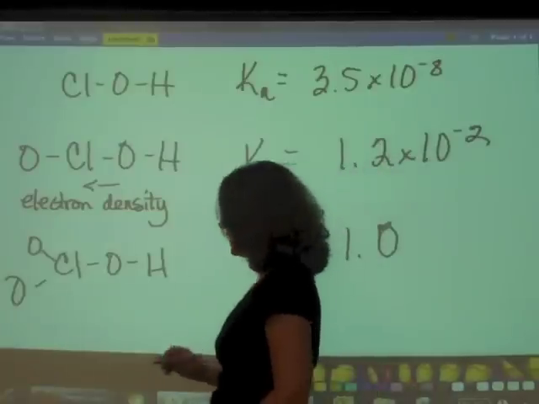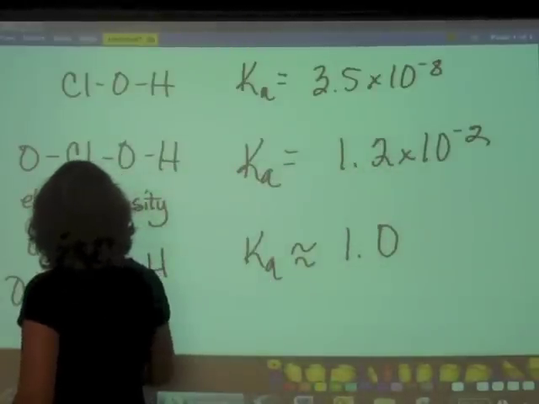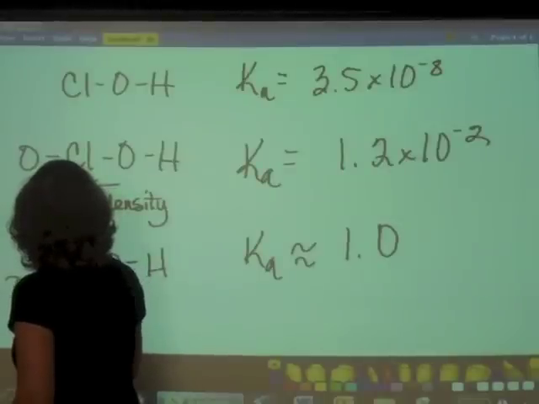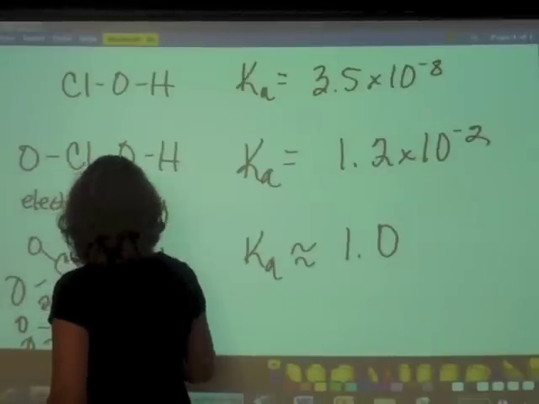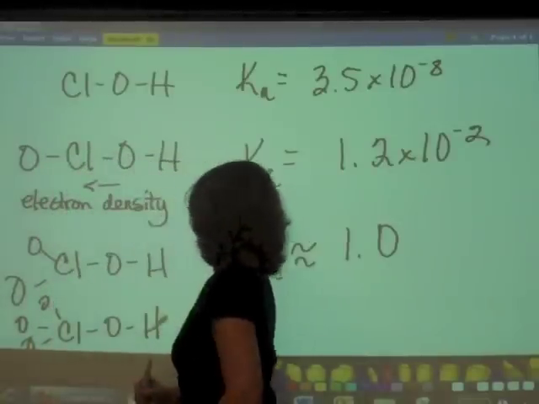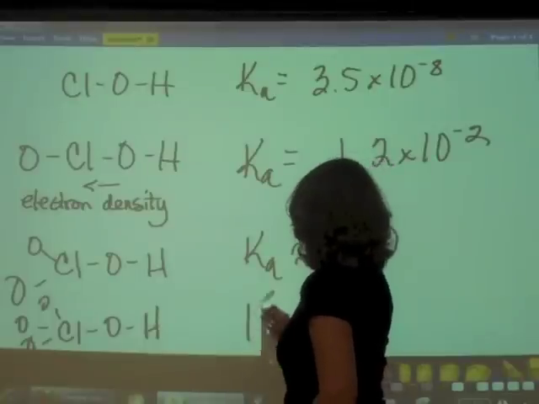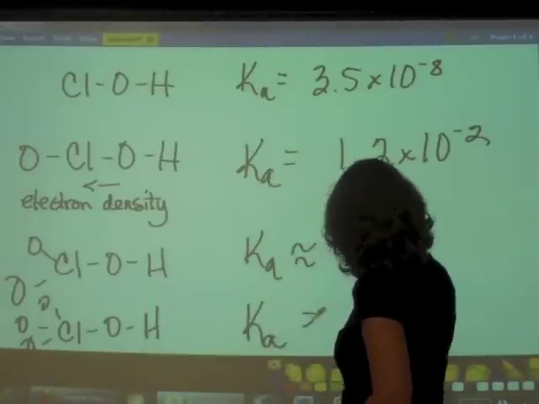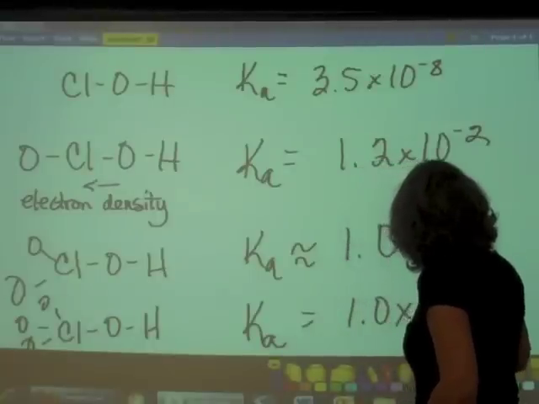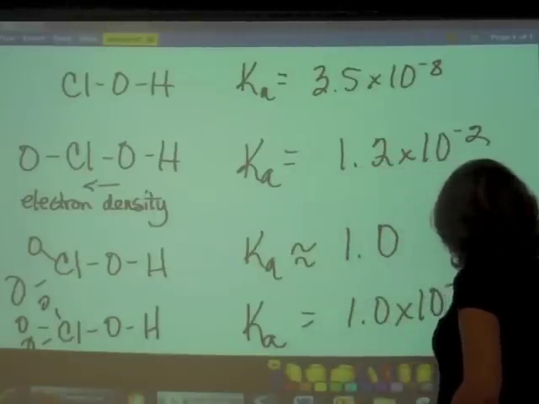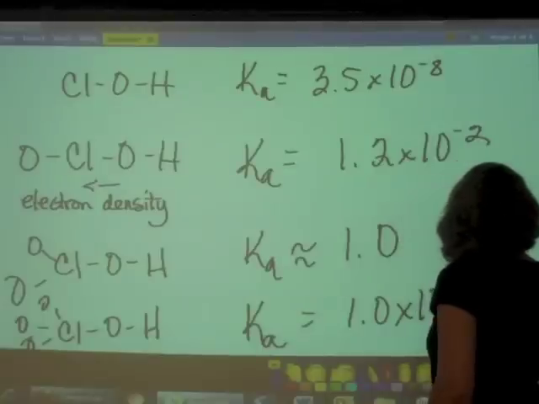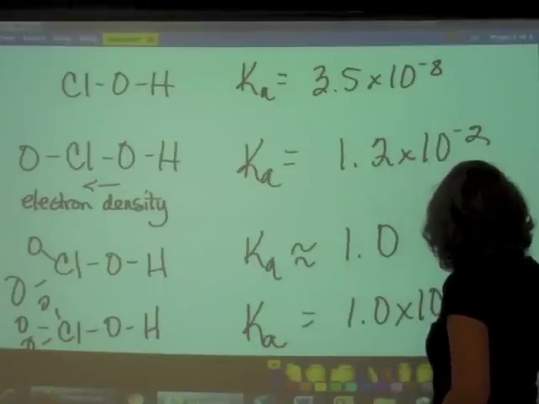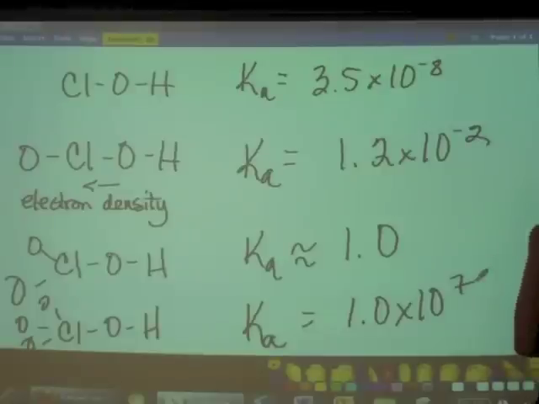And if we add yet another oxygen, ClOOOH, this one's going to have an even greater Ka, right? These are both strong acids. No, not 10 to the minus 7th. 10 to the 7th. All right.